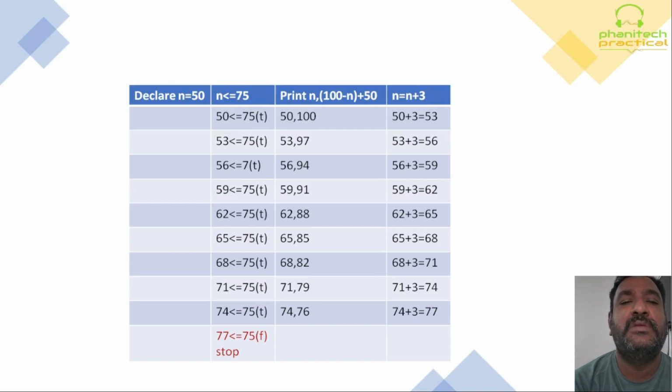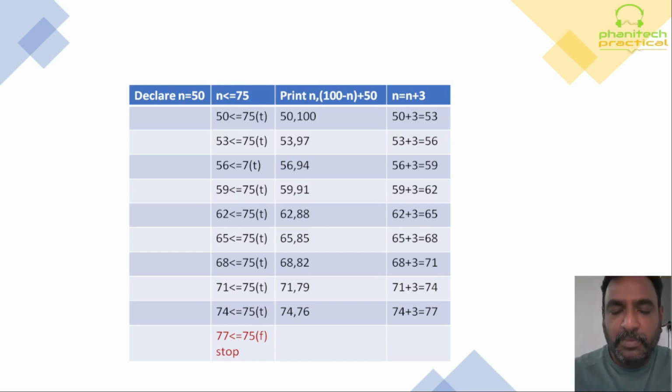Like this, once it reaches 77, 77 less than or equal to 75, the primary condition fails. It will stop the process. Like this, for practicing purposes, you can design your own problems and try to build the logic. Then only it will come.